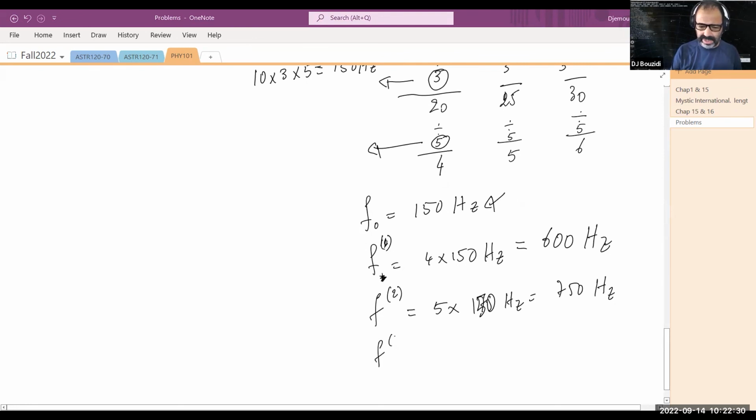You can divide and you will see that it's true. So this is 6 times 150, and that is equal to 900 hertz. So those are the measured values between 500 and 1,000.